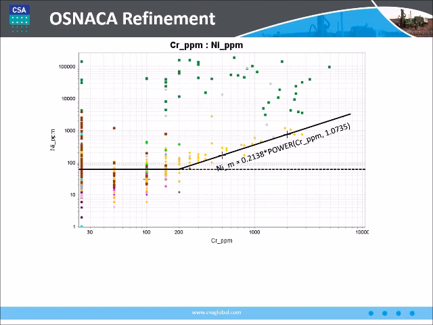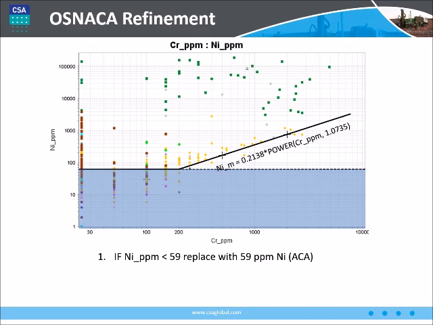And what we do is we model the expected value of nickel according to chrome that's owing to lithology. So if nickel is less than 59 ppm, no problem. That's just the original OSNACA transform. If the actual value of nickel is less than the modelled value of nickel, it sits in here underneath our new floor, and it also gets replaced by the average crustal abundance. And that curve there is just a simple power function of chrome.